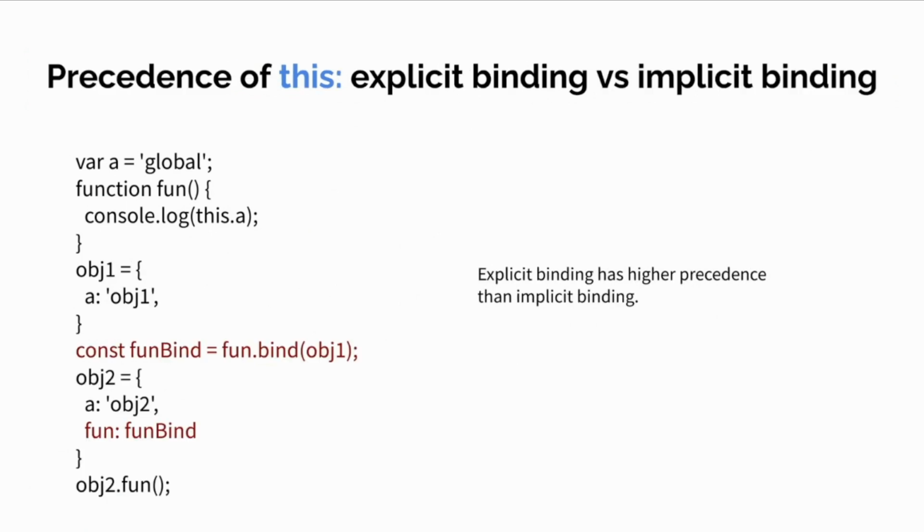Now there is what we call precedence: explicit binding versus implicit binding. So let's see the code. You have a global a, and you're defining a function which logs this.a.